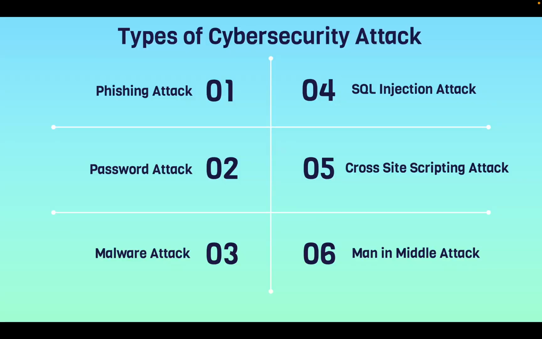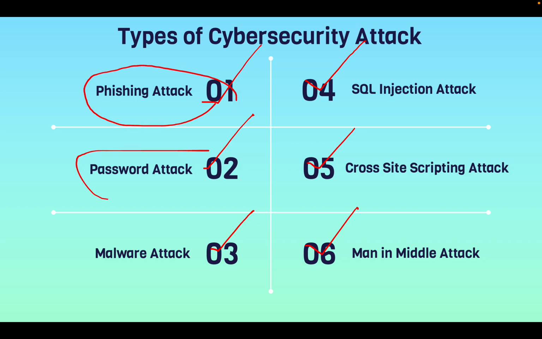Types of cybersecurity attack. The first one is phishing attack. The second one is password attack. The third one is malware attack. The fourth one is SQL injection attack. The fifth one is cross-site scripting attack. And the last one is man-in-the-middle attack. In this particular recording, I'll be mainly focusing on phishing attack, password attack, and malware attack.